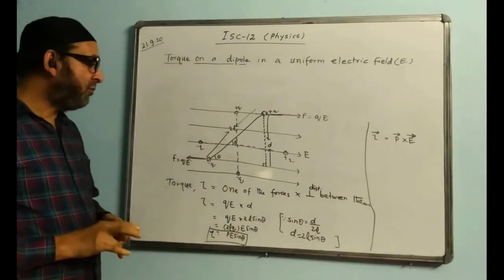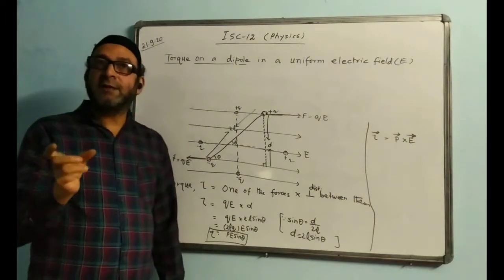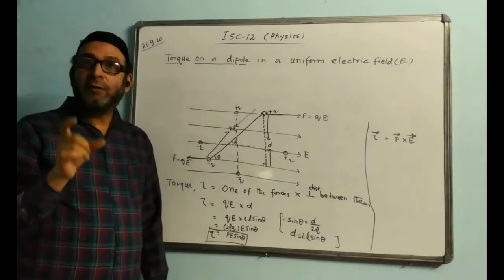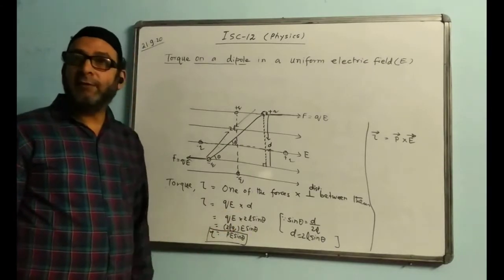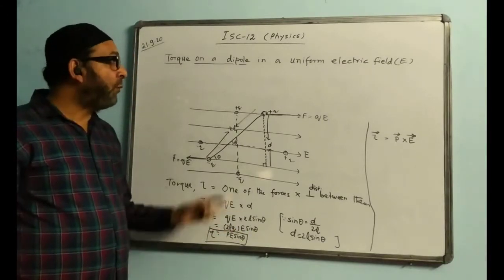And they were asking to just write the formula. No need to derive, just give the formula of torque acting on a dipole in a uniform field. We just write torque equal to pE sin theta. We just mentioned that. Hope this topic is covered.